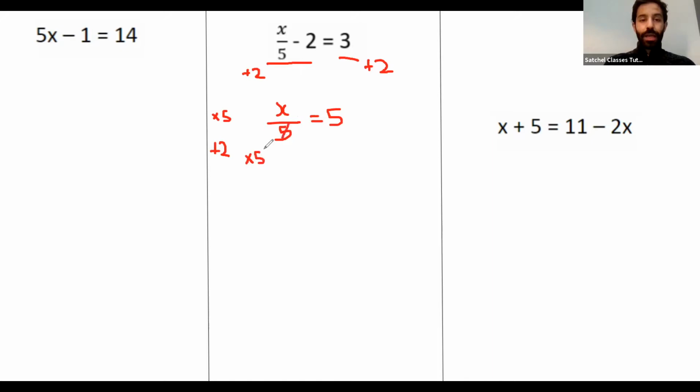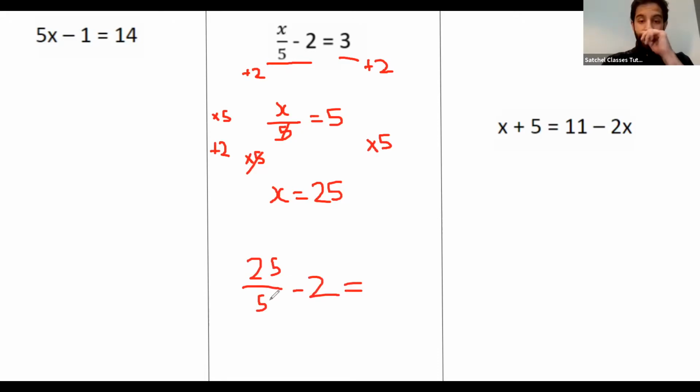So the division and the multiplication will cancel out. So we're left with x equals, and then think about it here again. If we times by 5 on that side, we have to times by 5 on this side. So 5 times 5 will give us 25. And if we substitute 25 for x here, we should get an answer of 3. So 25 divided by 5 minus 2 is equal to, well, let's see, 25 divided by 5 is just 5, and 5 minus 2 will give us 3. So this answer is correct.